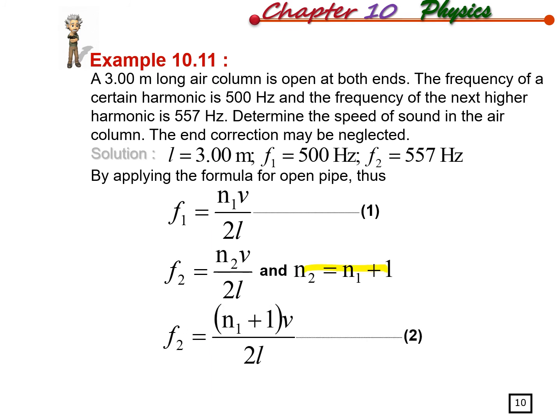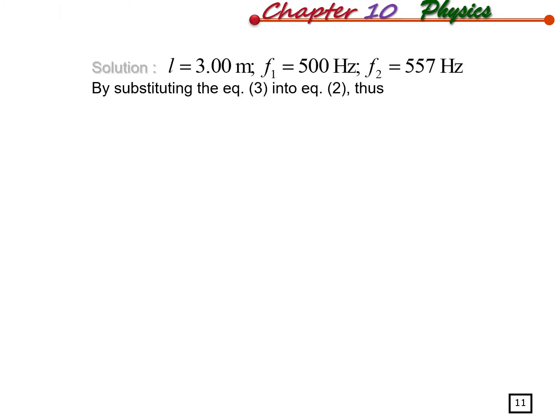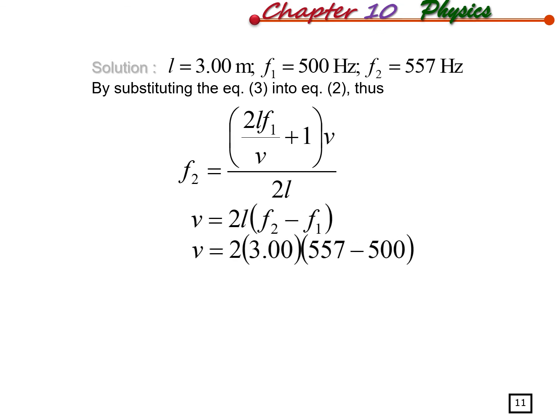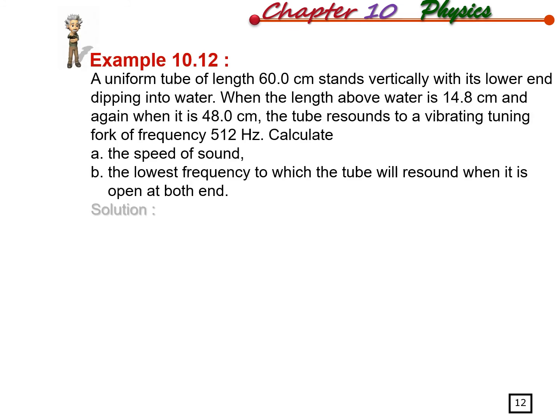Expanding, you will end up with equation 2. Once we have these two equations, what you can do is rearrange the first equation into equation 3. Then substitute equation 3 into 2 and solve it to obtain the value of v, which will end up with 342 meters per second.